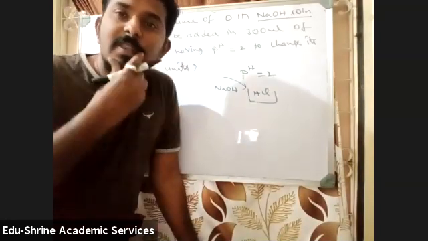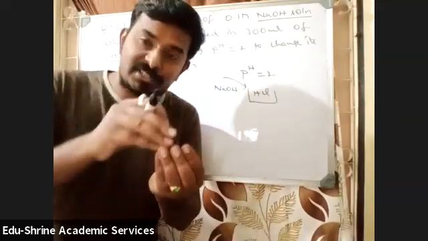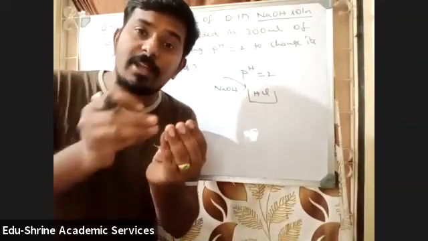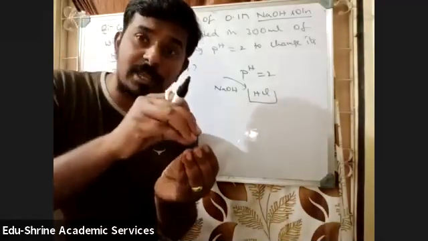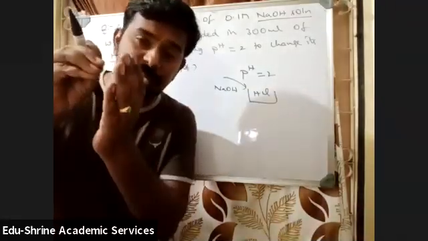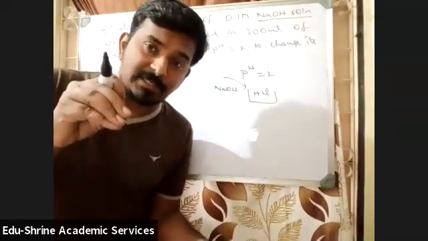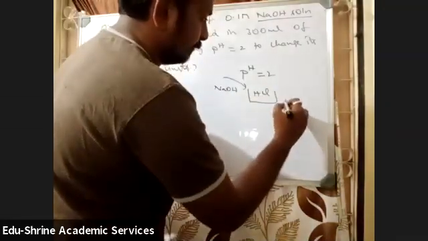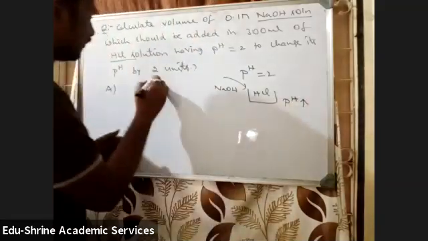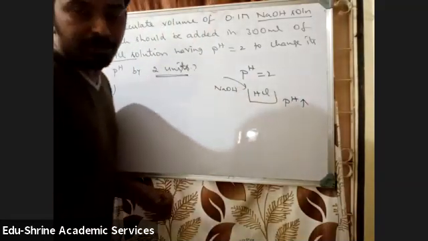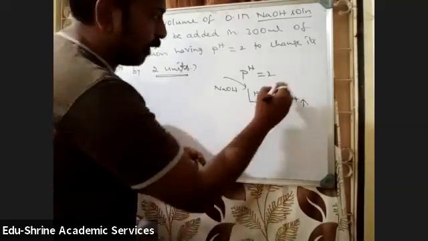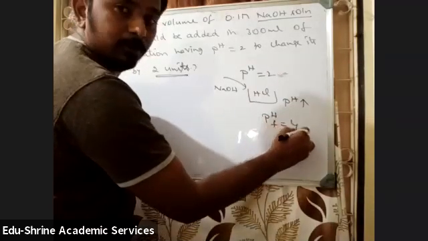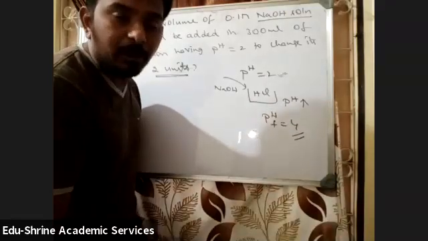Increase, no. You are adding a base, students, base. Base will be having a pH greater than 7, no. So when you are adding a base to an acid, slowly the pH will increase. If you are adding acid, pH will decrease. If you are adding a base, pH will increase. So pH will increase. By how many units, students? 2 units. By 2 units. That means what will be the final pH? 4. Final pH will be 4.